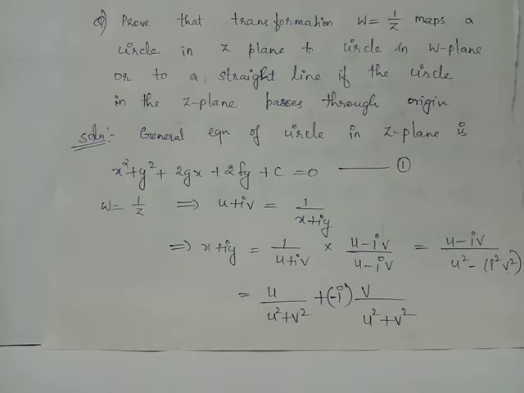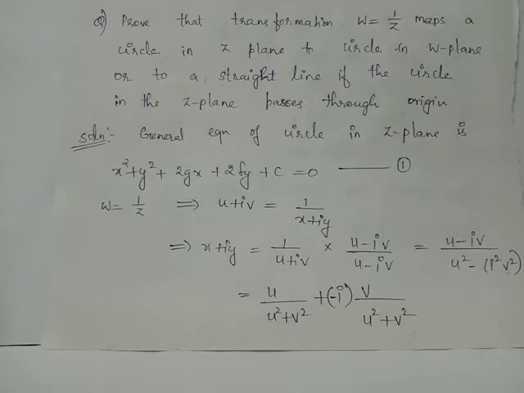if the input given is a circle which lies in the Z plane, we have to prove that the output of this particular circle will be another circle if the considered input circle does not pass through the origin. In particular, if the considered circle is passing through the origin, then the output given by the transformation W equals 1 by Z will be a straight line lying in the W plane. Let us look at the proof.